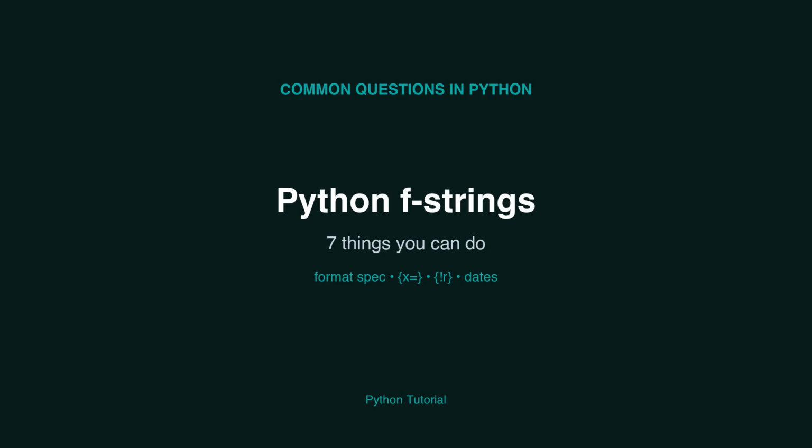An f-string is the modern way to build strings in Python. The f prefix turns the string into a template. Anything in braces gets evaluated. Most people stop at basic interpolation. There are 7 more things you can do, all inside the same braces.